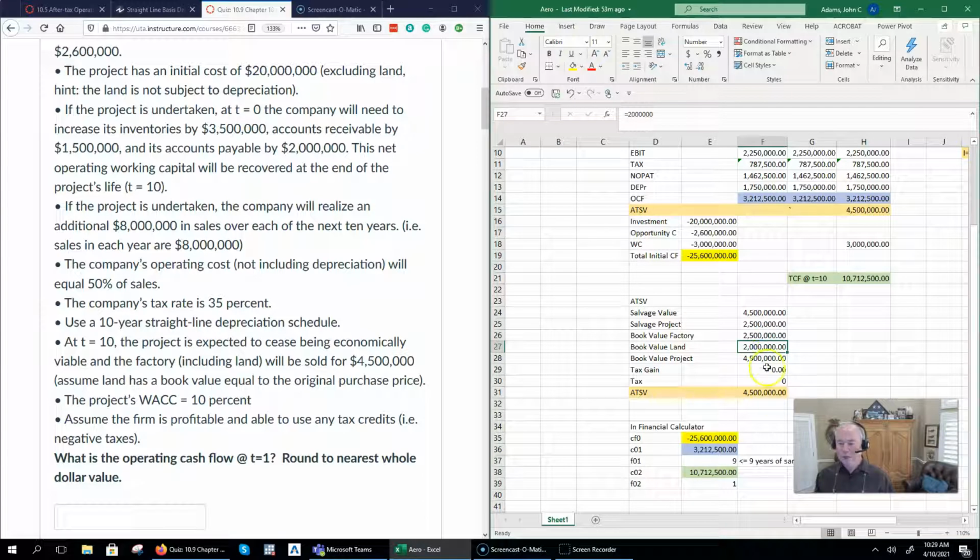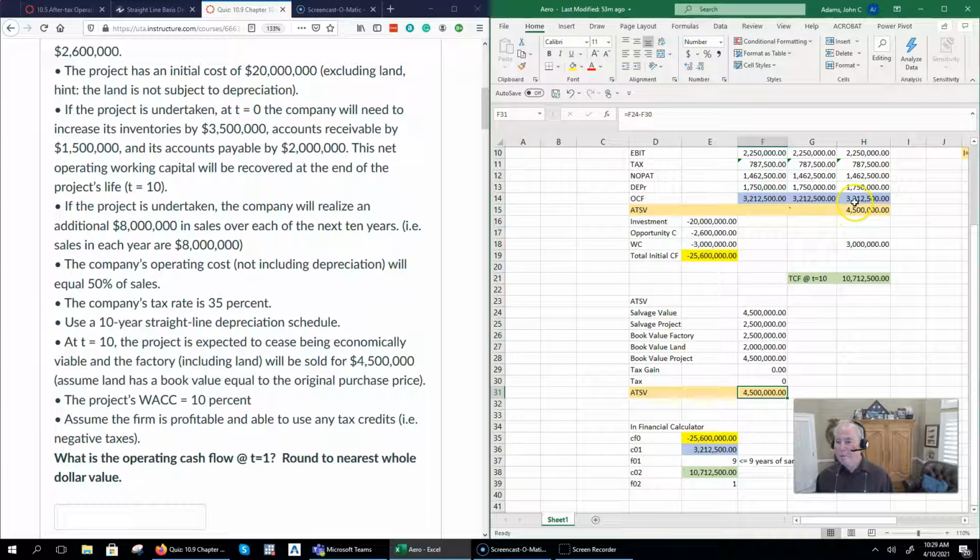Well, the book value of the factory is $2.5 million. The book value of the land, so the book value of the total project there is $4.5 million, which means that our taxable gain is exactly zero. Right? If we don't have a taxable gain, then we don't pay any taxes. So the after-tax salvage value in this case is exactly the same as the salvage value of the project itself.